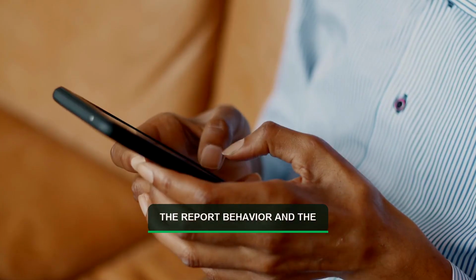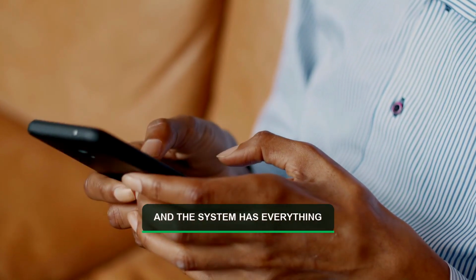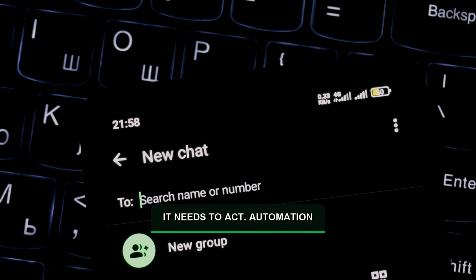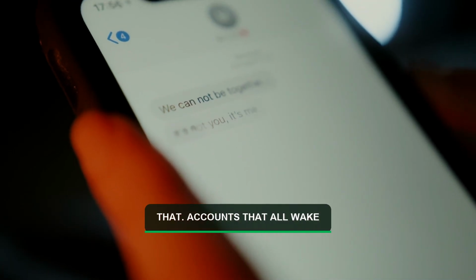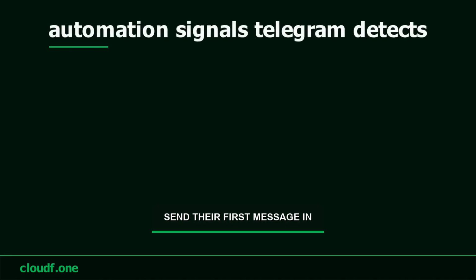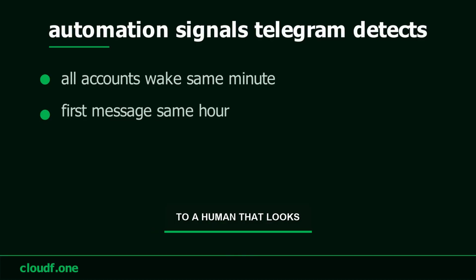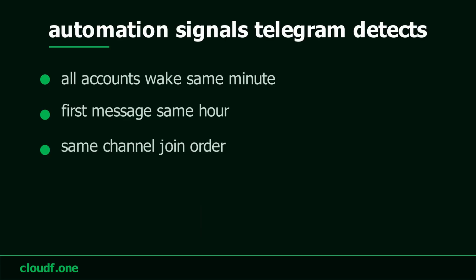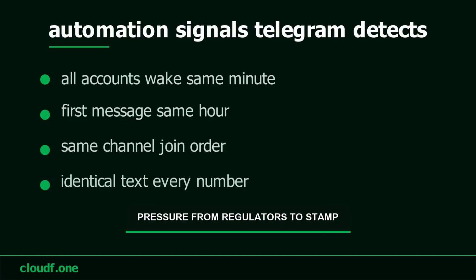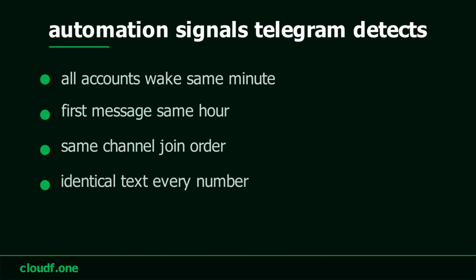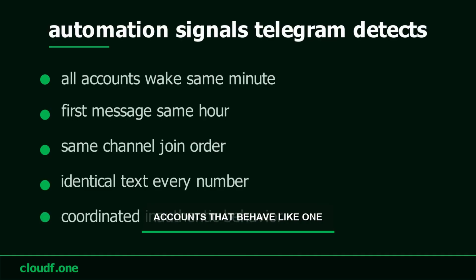The report behavior and the shared environment line up, and the system has everything it needs to act. Automation signals stack on top of that. Accounts that all wake up at the same minute, send their first message in the same hour, join the same channels in the same order, all post the identical text to a human that looks like a campaign. To Telegram's models, it looks like coordinated, inauthentic behavior, which is the exact phrase they use internally and the exact thing they are under pressure from regulators to stamp out. Sameness is the signal. 10 accounts that behave like one script are 10 copies of the same fingerprint.